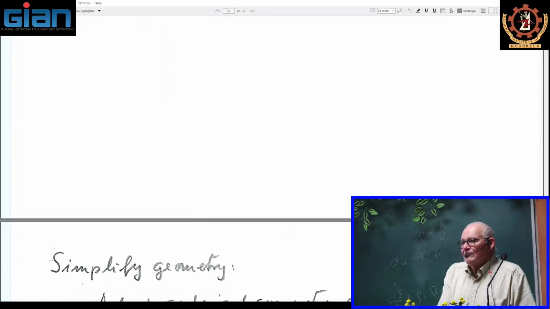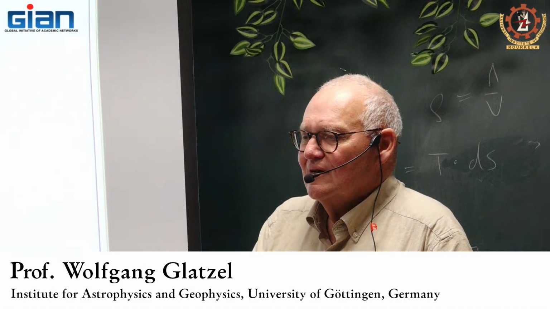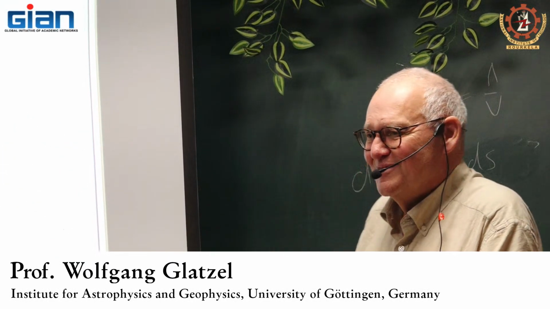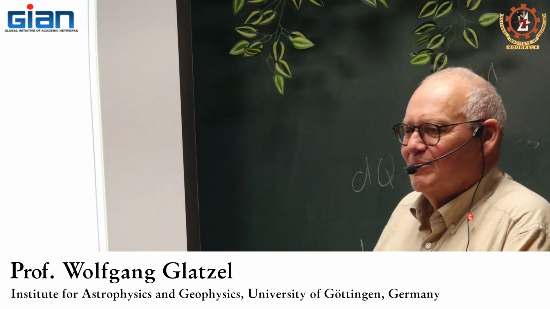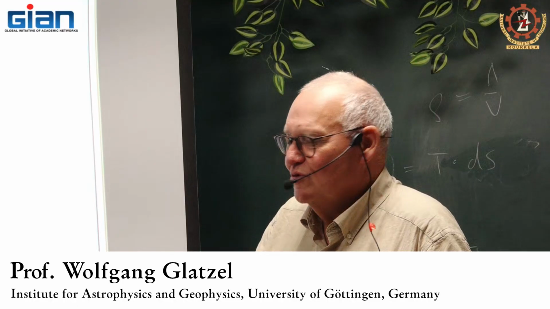Well, first simplification: we do not consider a three-dimensional configuration, but we reduce the geometry to a spherically symmetric configuration. This is not too bad. If we look at our sun, it seems to be a quite nice sphere. So that might motivate that this simplification is not too bad.